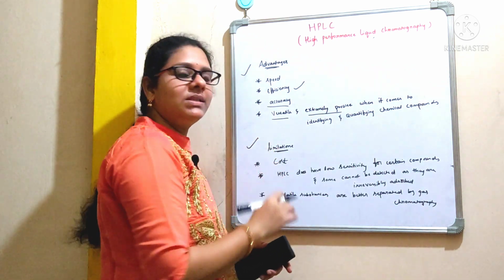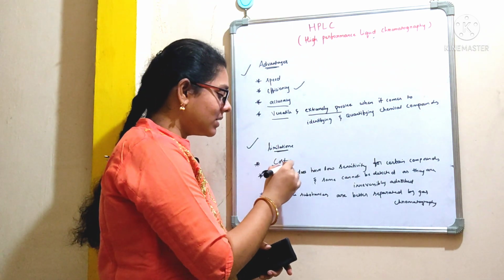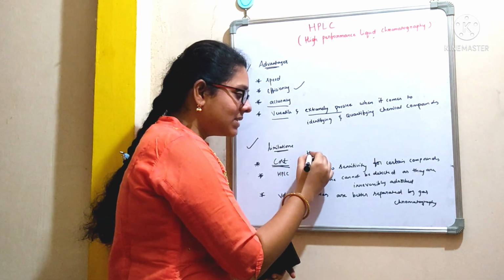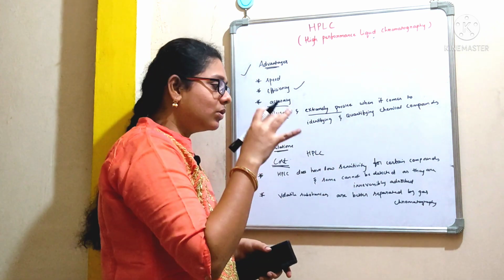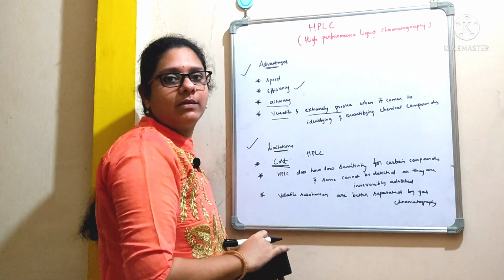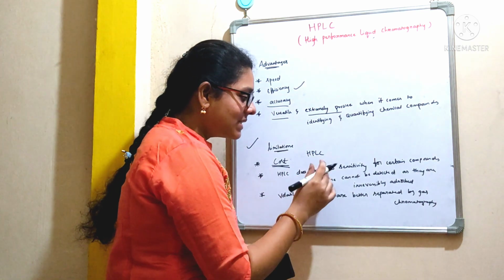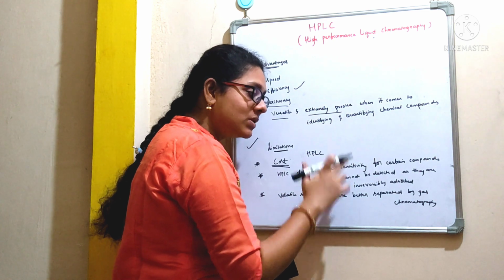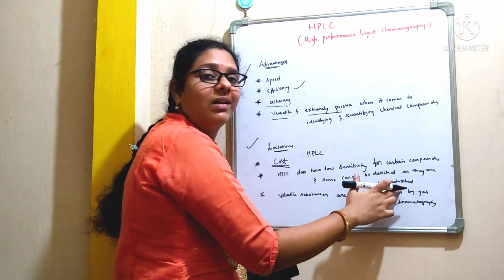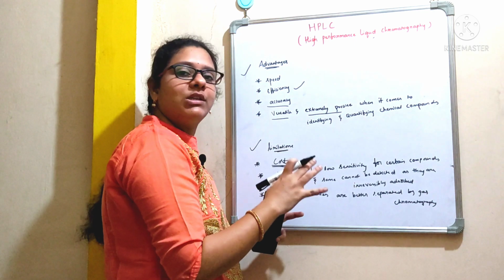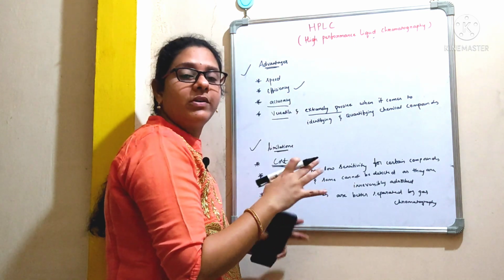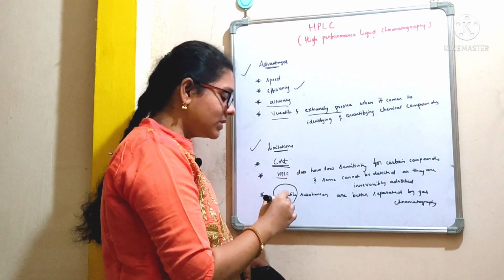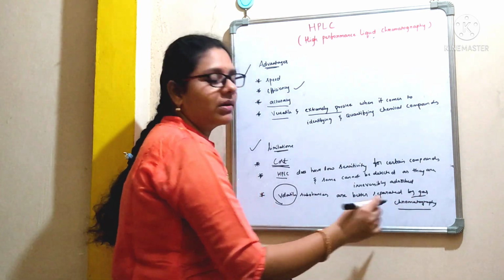Coming to the limitations, this HPLC method is costly. Here to perform this method, we are going to use HPLC grade solvents, right? So those solvents are very expensive. Moreover, HPLC does have low sensitivity for certain compounds and some compounds cannot be detected as they are irreversibly adsorbed. This HPLC technique is not suitable for the separation of volatile substances. In order to separate these compounds, it is better to go with gas chromatography technique.